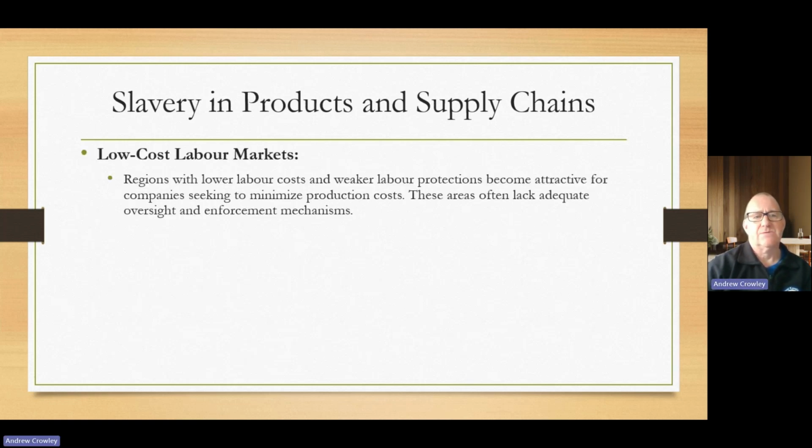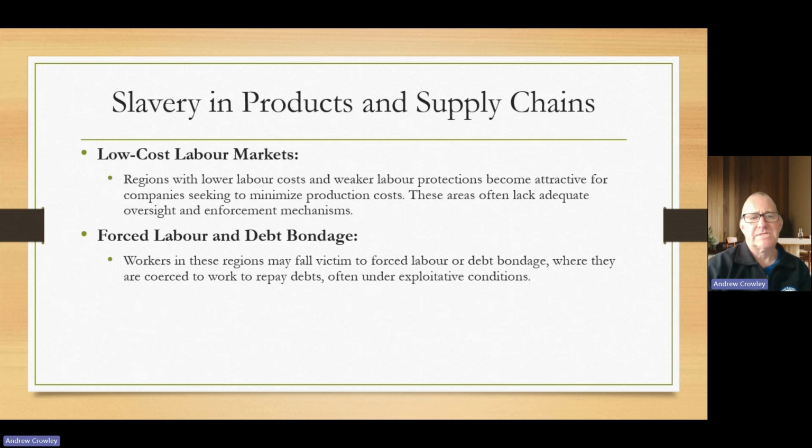Low-cost labour markets: regions with lower cost and weaker labour protections are often attractive to companies seeking to minimise costs. These areas often lack adequate oversight and enforcement mechanisms. Forced labour and debt bondage: workers in these regions fall victim to forced labour and debt bondage, where they are coerced to work to repay debts, often under exploitative conditions.